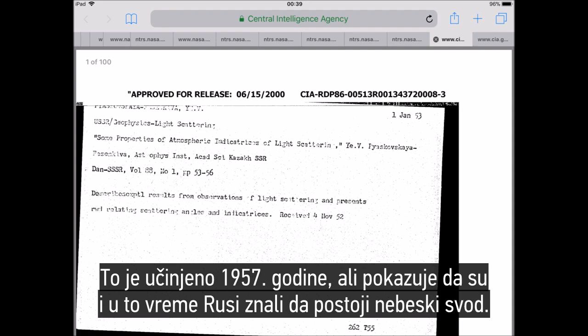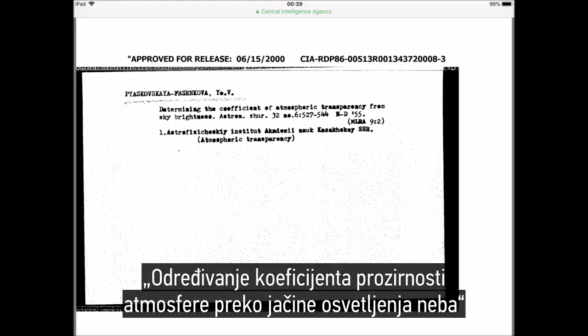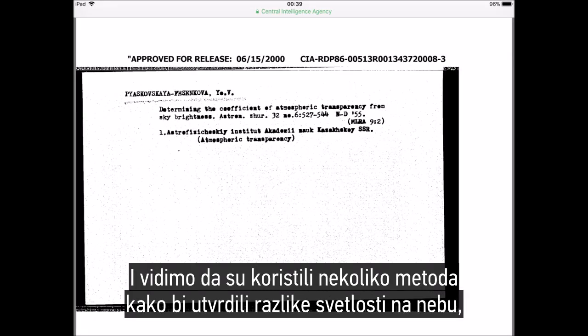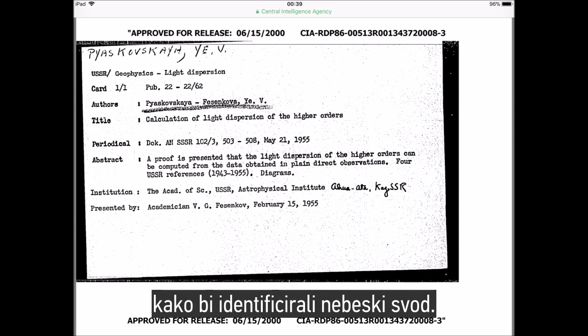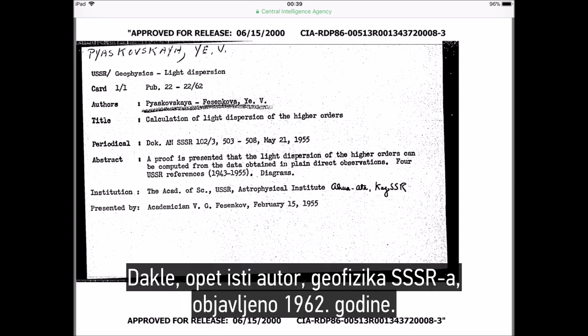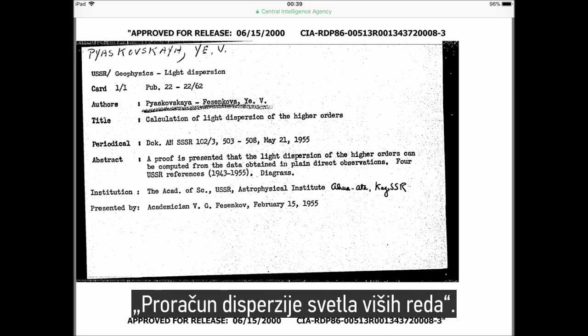This is done in 1957, but it shows you that even at that time the Russians knew there was a firmament. Determining the coefficient of atmospheric transparency from sky brightness. And you'll see they use several methods to actually determine differences of light in the sky to identify the firmament. So again, by the same author, USSR Geophysics, published in '62, Calculation of Light Dispersion of the Higher Orders.